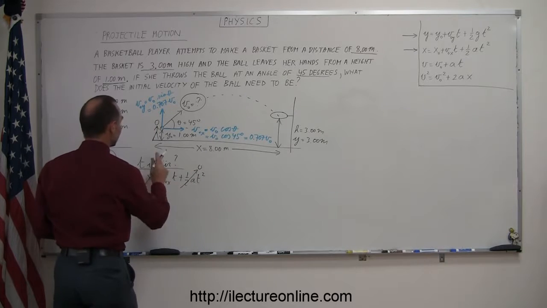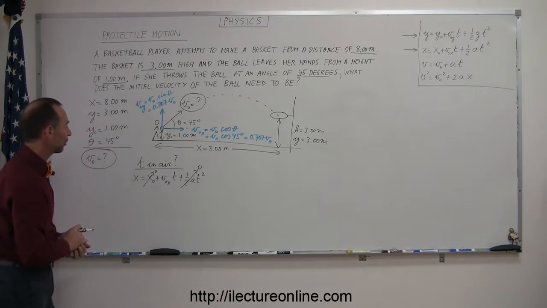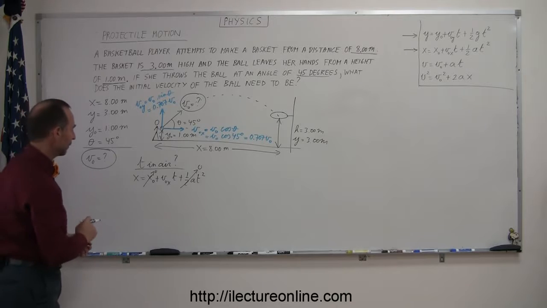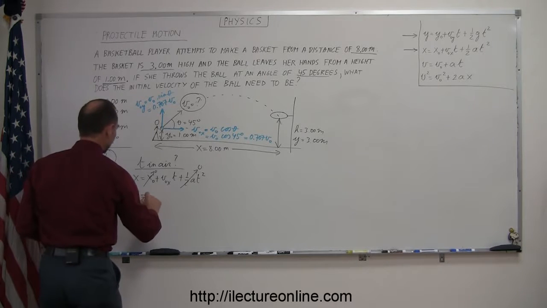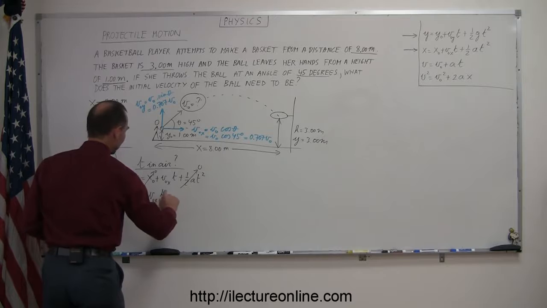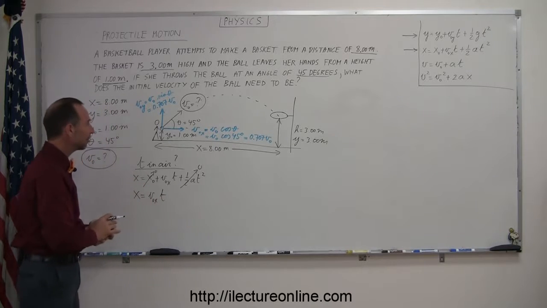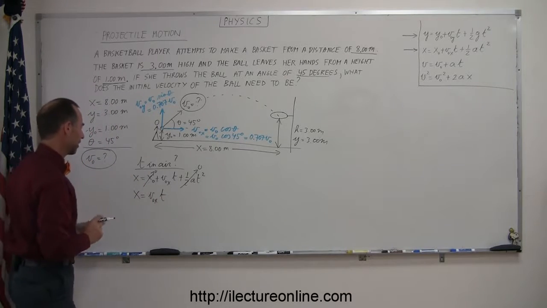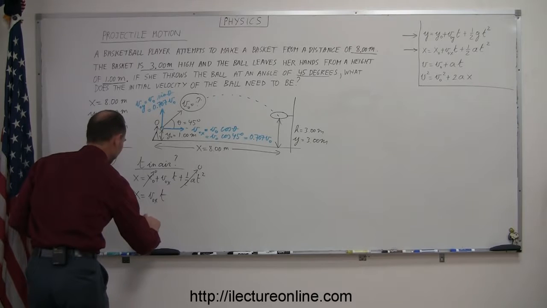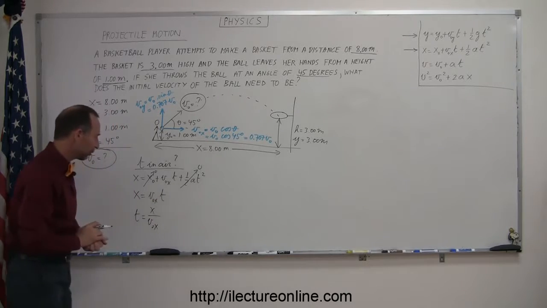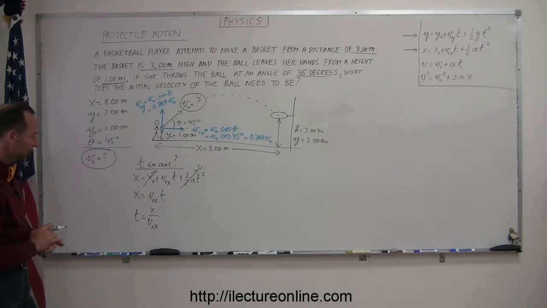We can assume that the initial position, x equals 0, at time equals 0. So this equation becomes x equals v initial in the x direction times time. Let's solve for time first. Time is equal to x divided by v initial in the x direction. I simply divide both sides of the equation by v initial in the x direction.